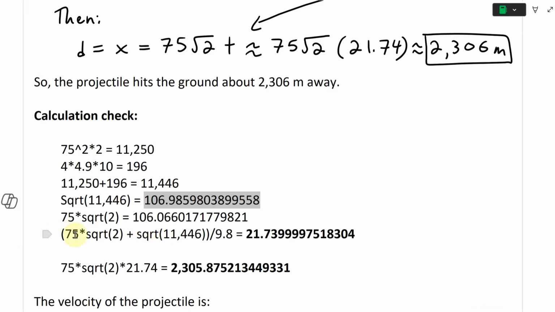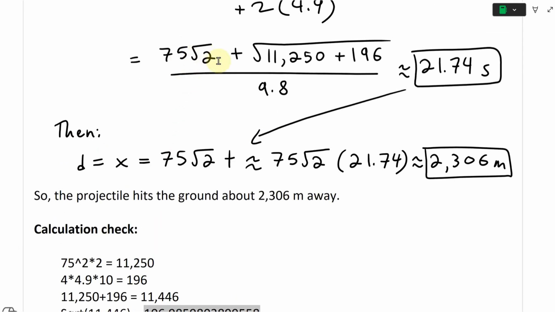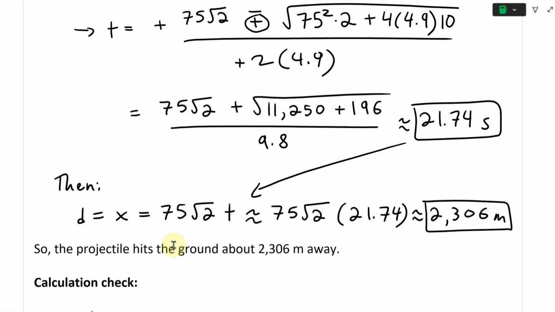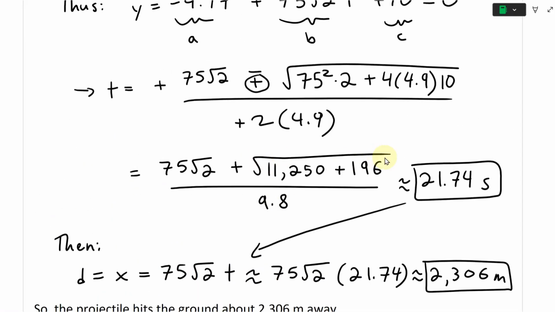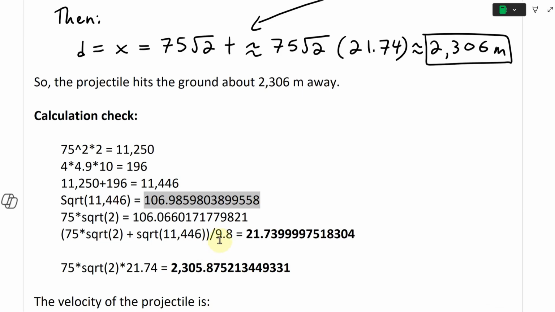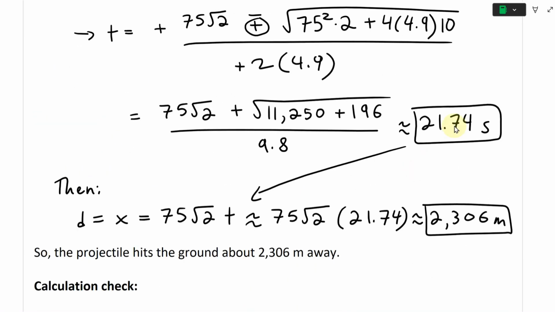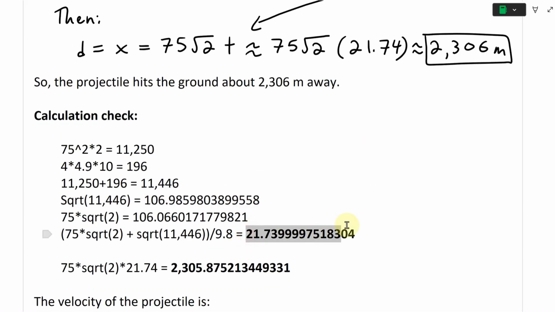And now if you go 75 times square root 2 right here, times this square root 11,446, add these up, and then divide by 9.8. This is going to be 21.74. Yeah, that's it.